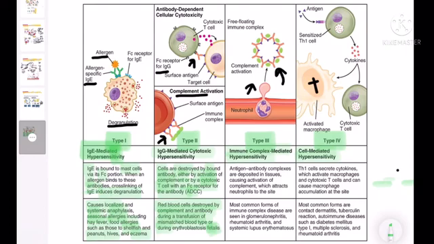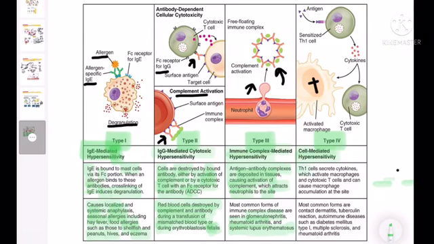Type 3 hypersensitivity reaction is an antigen antibody complex. They are deposited in tissues, causing activation of the complement system, which attracts neutrophils to the site and causes damage. The most common forms of immune complex diseases are glomerulonephritis, rheumatoid arthritis, and systemic lupus erythematosus. These are examples of the type 3 hypersensitivity reaction.